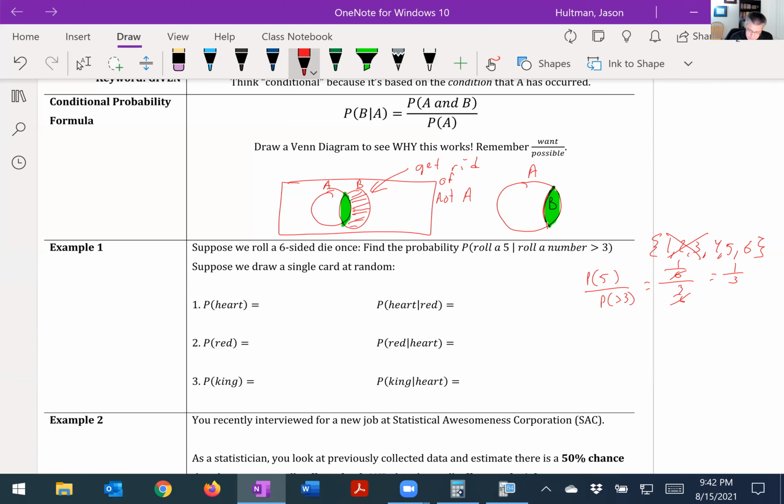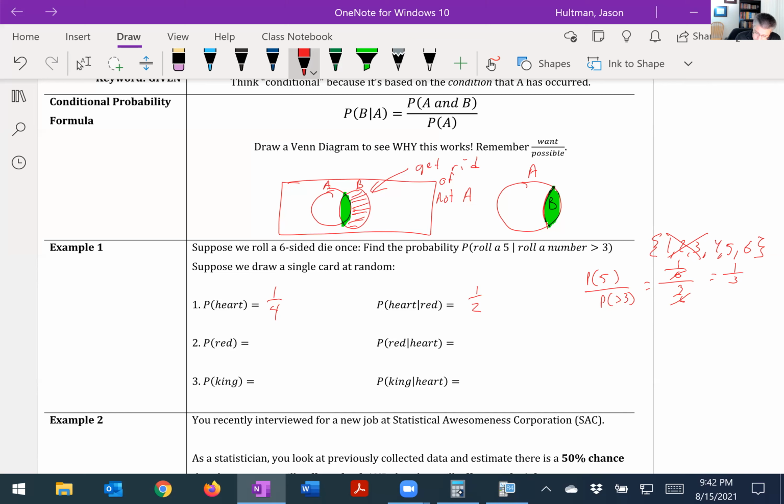Okay, so let's say we draw a single card at random. What's the probability of getting a heart? Well, that's 1 out of 4. There's only 4 suits. What's the probability of getting a heart, knowing that I already have a red card? Well, there's only 2 red suits, so that ends up making it half as much. So it's 1/2.